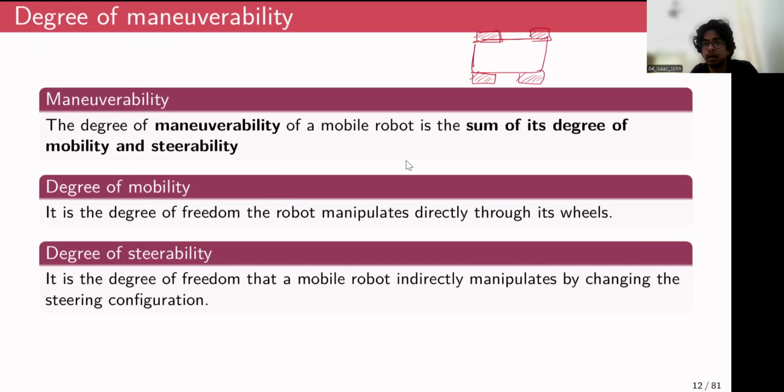I hope my slides are still visible. There should be some connection issues, I presume. Let me check.